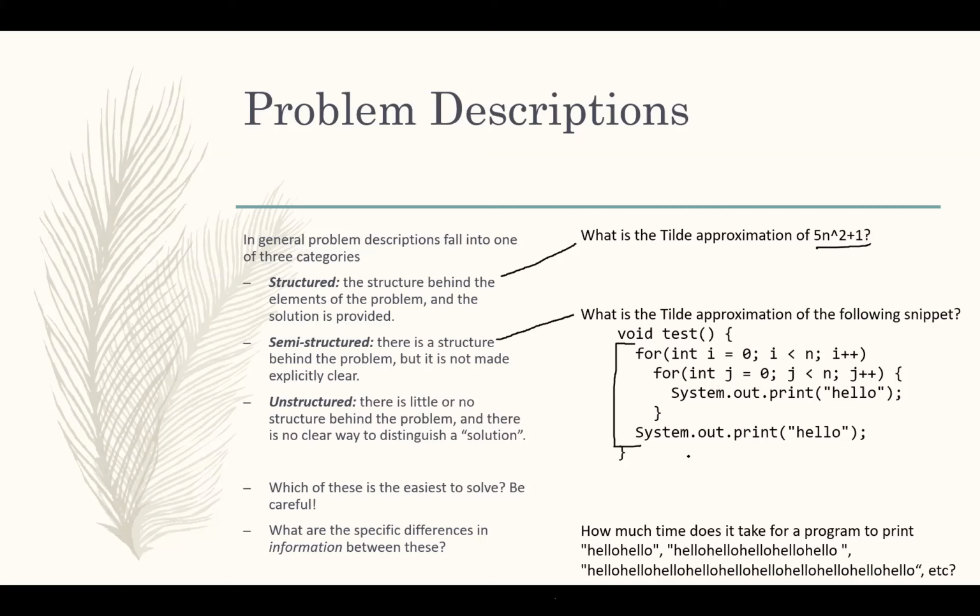Now the bottom one is unstructured, and it basically just asks how much time it takes for a program to print hello, hello versus hello, hello, hello, hello versus hello a bunch of other times. That's kind of miserable, to be honest. I don't really know what you'd do with that. If you look at it, it does kind of match up. If you look at the progression of the hellos, the numbers will roughly match up. It's not very useful. So these are three types of problem styles you might see.